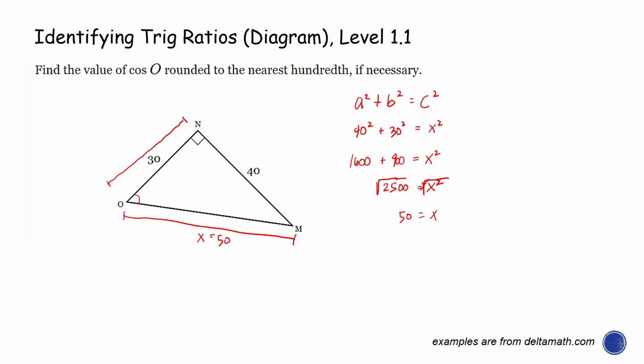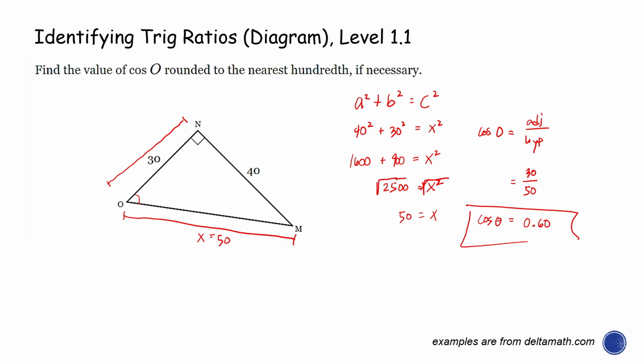So now that we know that our x is 50, which is our hypotenuse, we can now solve for cosine O. Cosine O is equal to the adjacent side over the hypotenuse. Our adjacent side is 30 and our hypotenuse is 50. Since we need to express our answer in decimal, up to the nearest hundredth, the answer will be 0.60. That means 3 divided by 5, or 30 divided by 50.